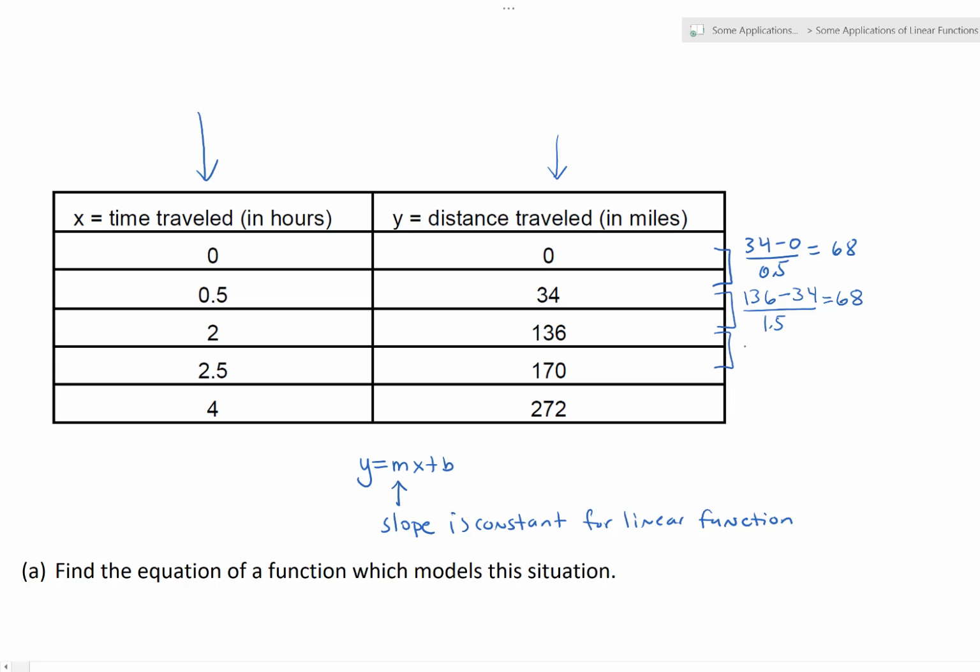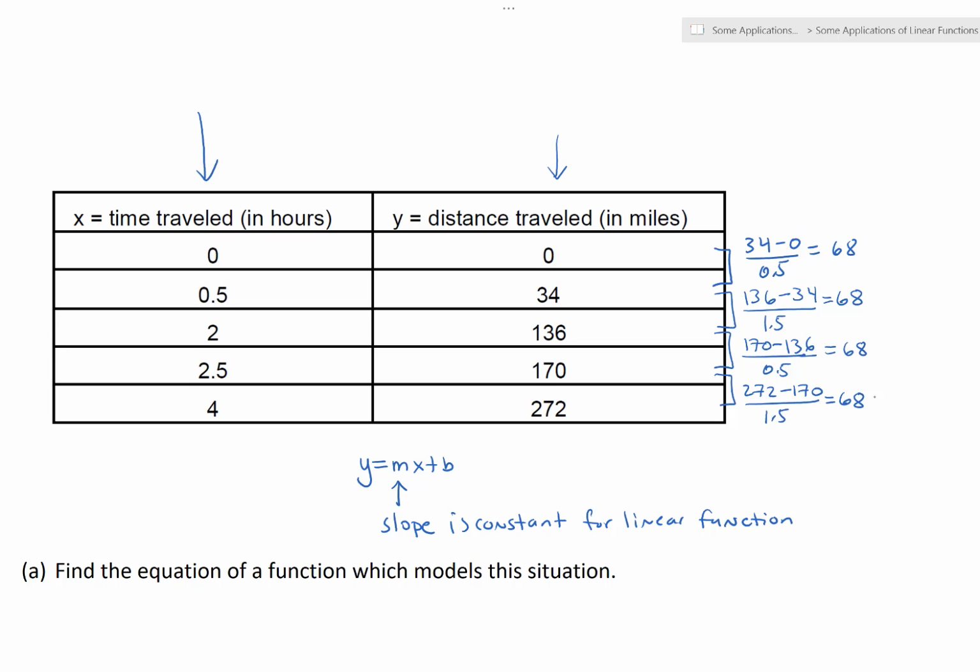All right, change in the next outputs, 170 minus 136, over 2.5 minus 2, which is 0.5. Again, this is 68. And then finally, the change in the outputs of the last two, 272 minus 170, over 4 minus 2.5, which is 1.5. Press the buttons, you indeed get 68. So as we can see, the slope here is constant.